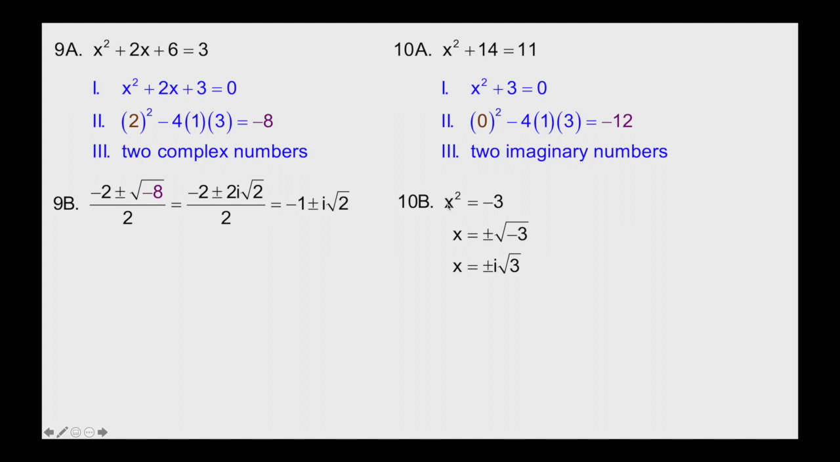So here I've chosen to solve this by square roots. I've got x squared is equal to negative 3. Square rooting both sides is going to give me plus and minus. And then I can take out an i here, and that's it. It's just plus and minus i root 3.